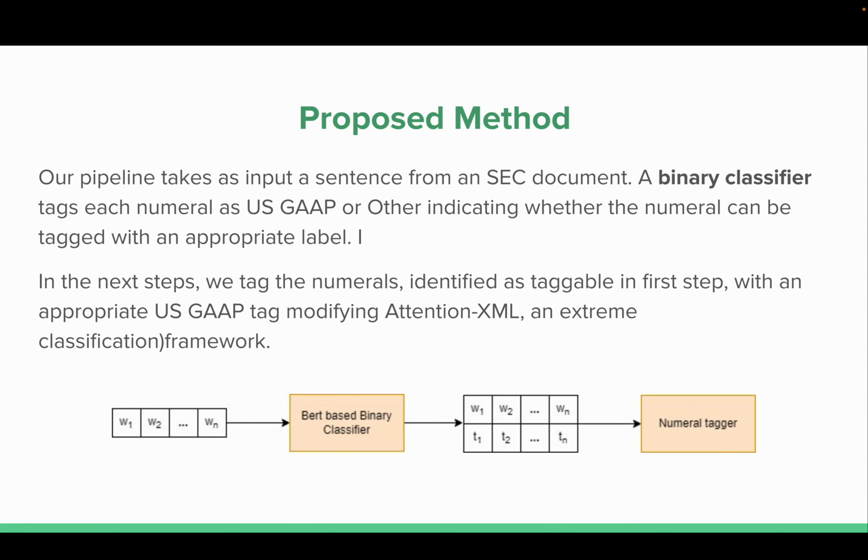So our proposed method is a pipeline method. So this is a two-step method. Our pipeline takes as input a sentence from that particular 10K document. First we built a binary classifier, which is a BART based binary classifier model. Given a sentence, it will first identify which of the numericals should be tagged and which of them should not be tagged. Once we classify these numericals into taggable and not taggable, then we applied the AttentionXML framework, which is an extreme classification framework. After modifying some of the architecture, we finally try to predict which tag should be appropriate for that taggable numeric.